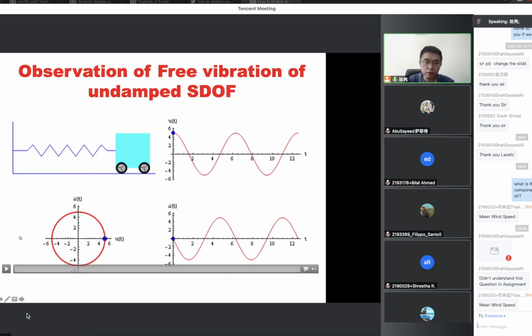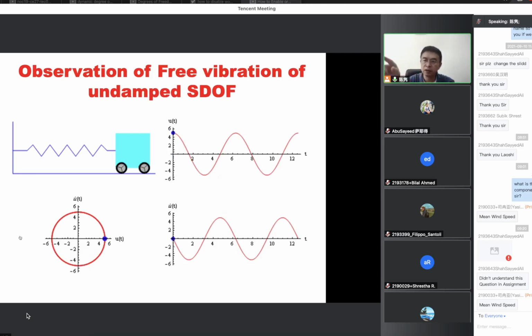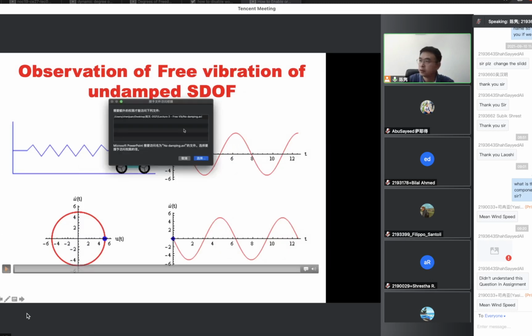To solve this problem, which is m x double dot plus k x equals 0, right, plus 0 without c, there are basically two ways. If you see the textbook, one is by Professor Chopra, one is by Professor Clark. They have two ways to solve this problem. The first way is very simple. The first way is so-called by observation.